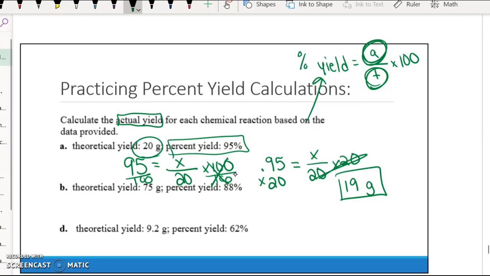So that's saying theoretically, if I did everything perfect in the experiment, in the lab, I should have gotten 20 grams, right? But I only got 19 grams. So I was close to being 100% perfect and efficient. I was 95%. 95% yield.